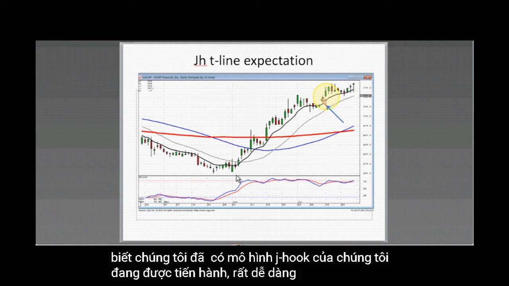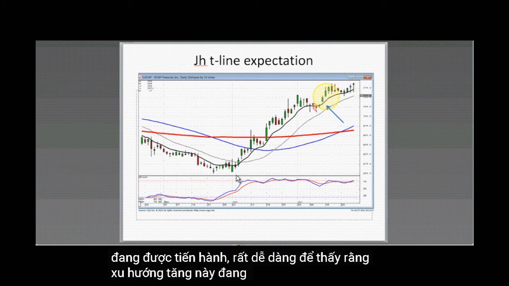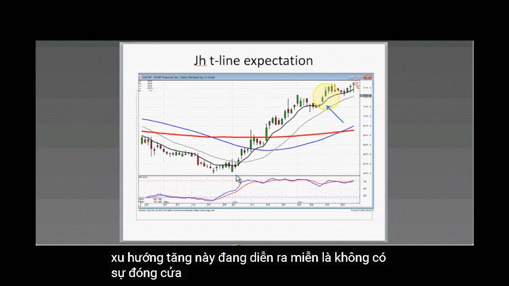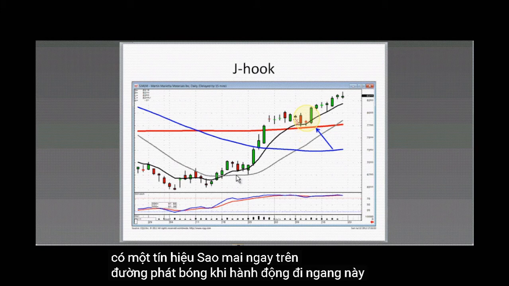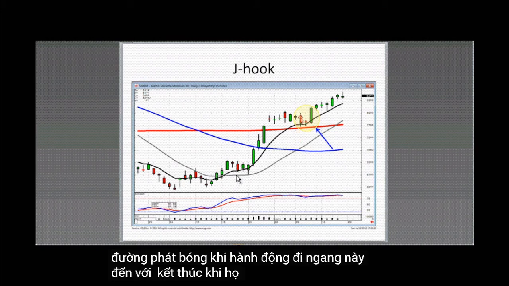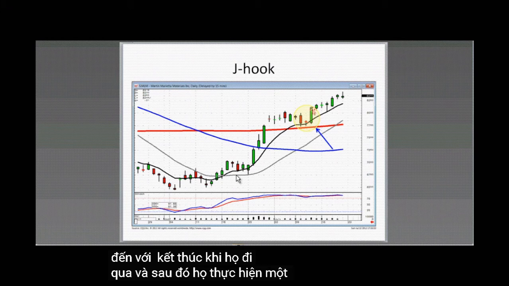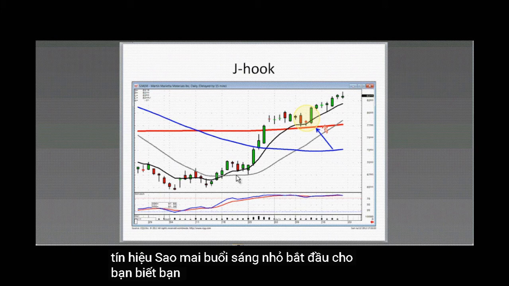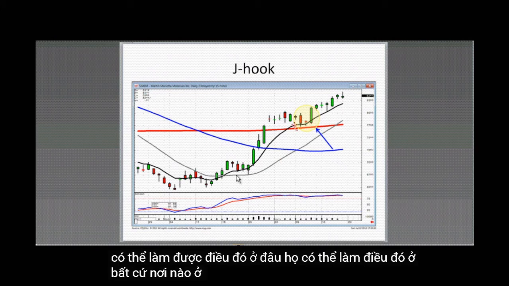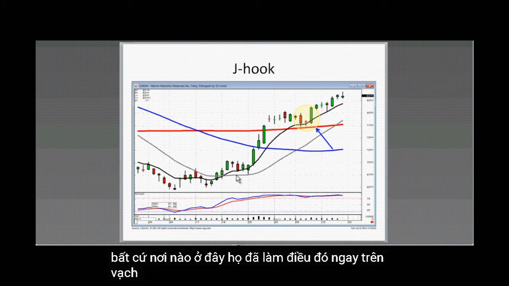It's very easy to see that this uptrend was in progress as long as there wasn't a close below the T-line. There's a morning star signal right on the T-line. When did this sideways action come to an end? When they came over and did a kind of mini scoop morning star signal that started you on your way. And where could they have done it? They could have done it anywhere over here. They did it right on the T-line.